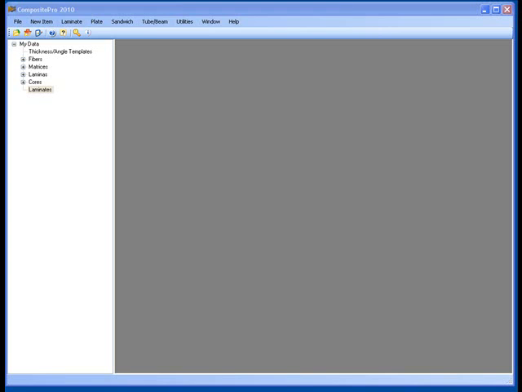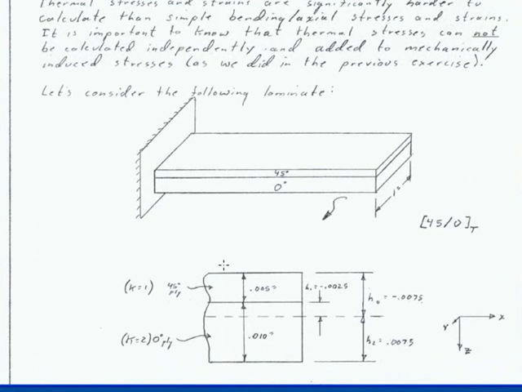Alright, the goal for this video topic is to develop a composite that is asymmetric, not balanced, apply a delta T to it, and through the combination of contraction or growth and curvature, confirm that CompositePro's output is consistent with verified hand calculation. So to give you a brief overview of the problem we're going to do, here is a depiction of the laminate that we're going to build.